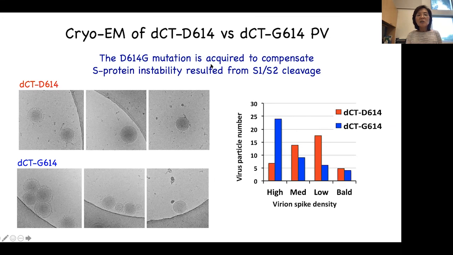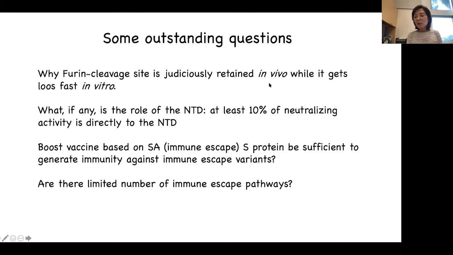So why is this mutation acquired by the virus? That is to compensate for the instability resulting from the S1, S2 junction cleavage. That's what we believe. We don't have time, so we can discuss some outstanding questions in the next session. I can take questions if you are still there after a long hour.